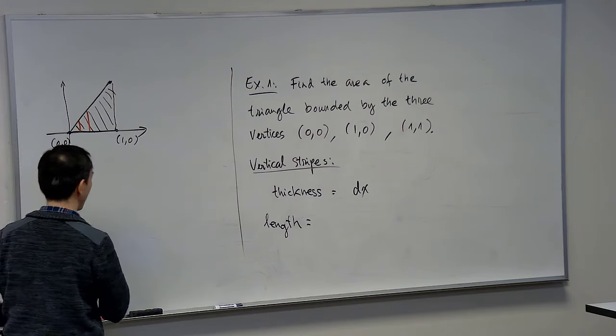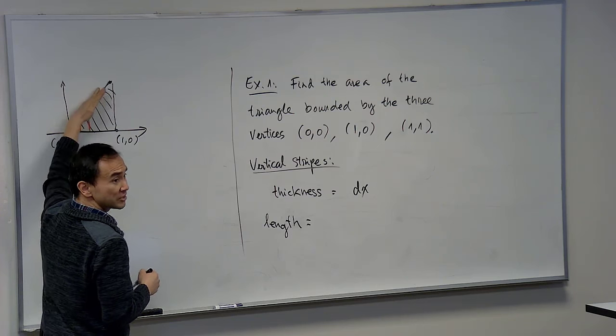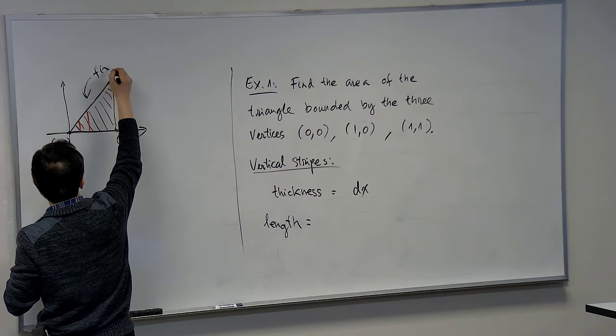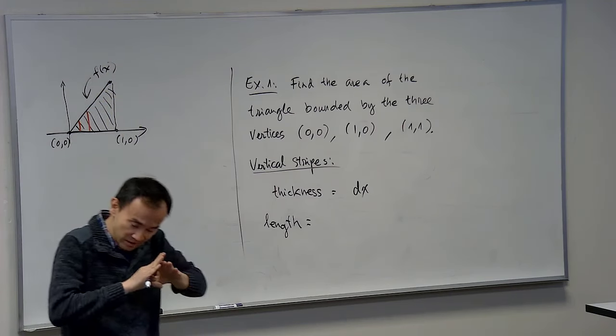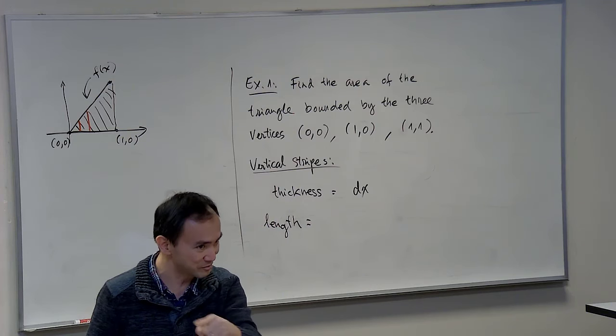So, how do I see the upper curve? The upper curve is this function. It's just some curve. But now we need to see that curve as a function of x. Now, you see what I mean? The curve itself is just a drawing, but now on our demand, we need to see that as a function in terms of x.